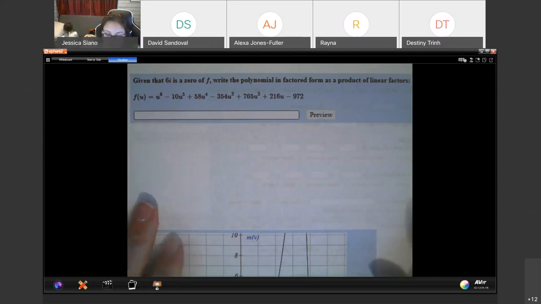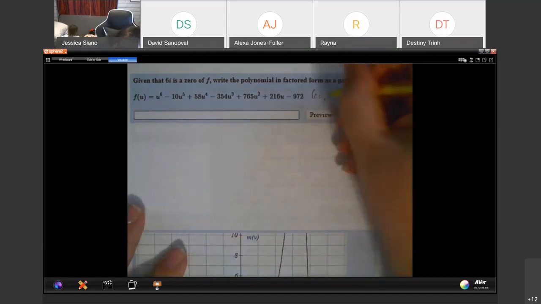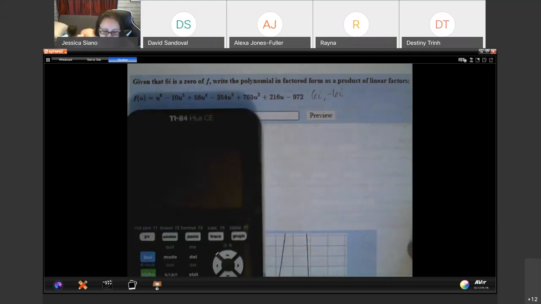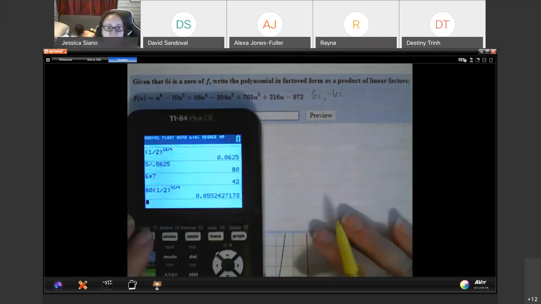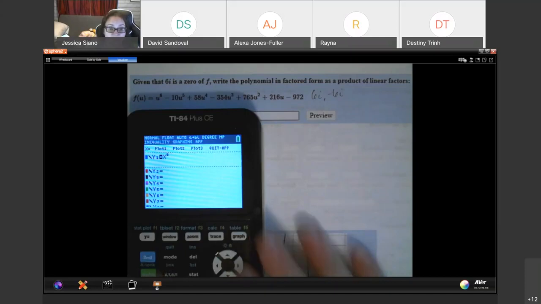So let's start with polynomials. Given that 6i is a 0, write the polynomial in factored form. So a note that if 6i is a 0, so is negative 6i. And then I know that I've said this probably a dozen times, but I always graph these. Always. And try to get whatever I can from the graph.